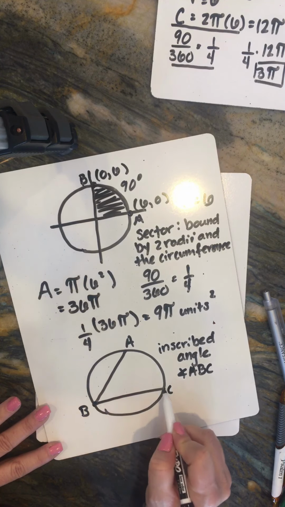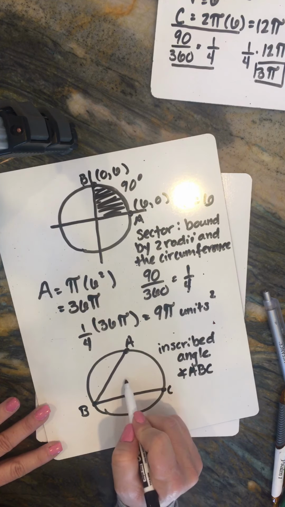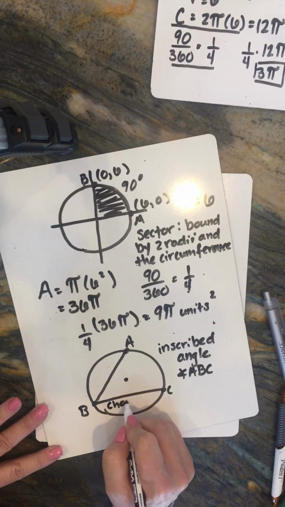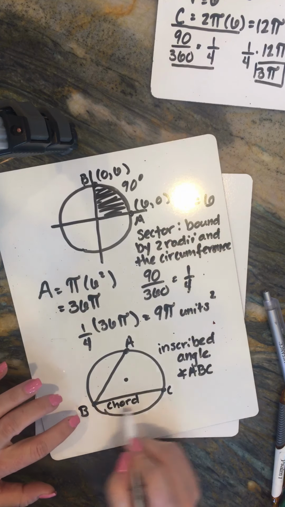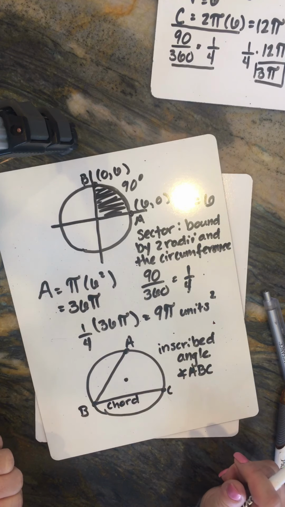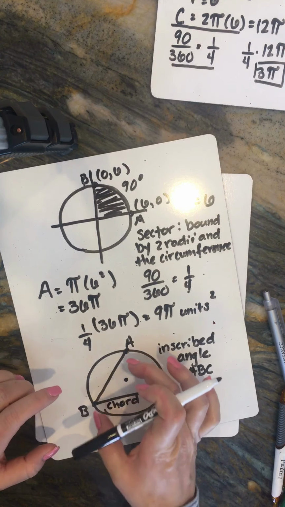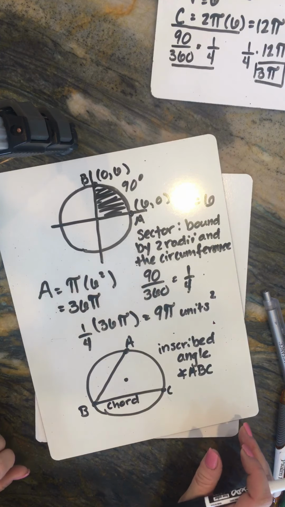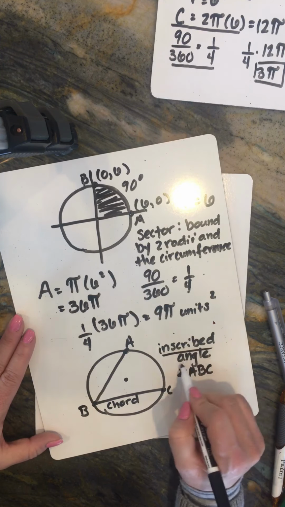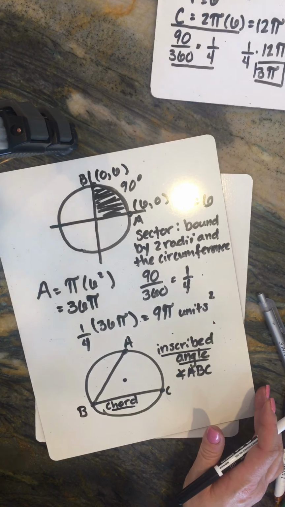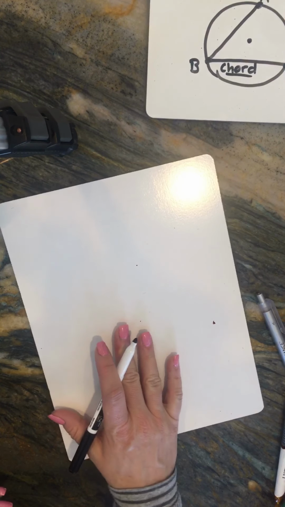This line here, BC, and the line AB are called chords. Chords are lines that go through the circle. Their endpoints are on the circle. So the endpoints of AB are on the circle, and the endpoints of BC are on the circle. So those are called chords. So we have a little vocabulary: inscribed angle and chord. All right, let's do a couple of other examples, but we're pretty much done.